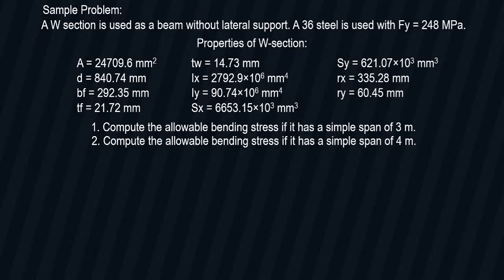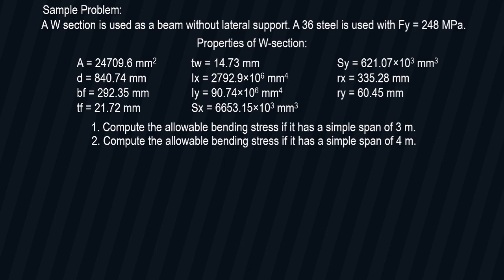In this video, I will discuss the step-by-step process of finding the allowable bending stress of a steel beam with a compact section. Let us consider this problem. A W section is used as a beam without lateral support. A36 steel is used with Fy equal to 248 megapascal, and the properties of the W section are also given. We are to compute the allowable bending stress.